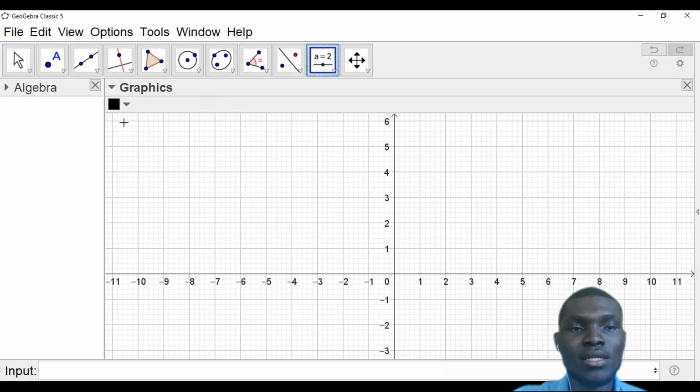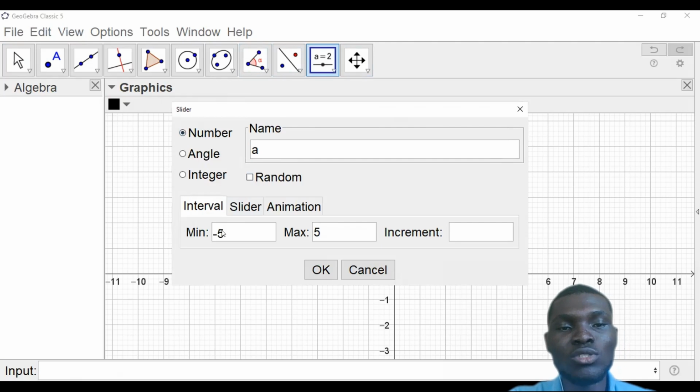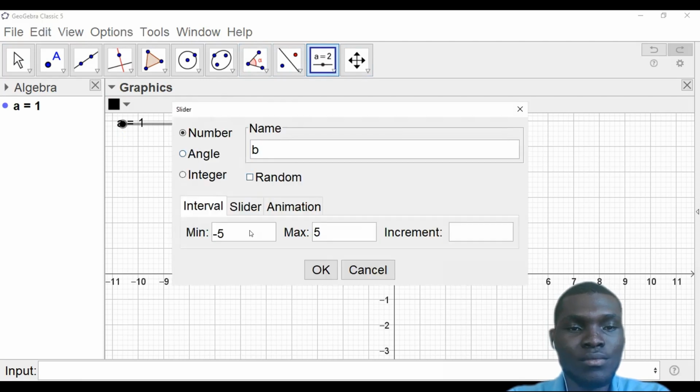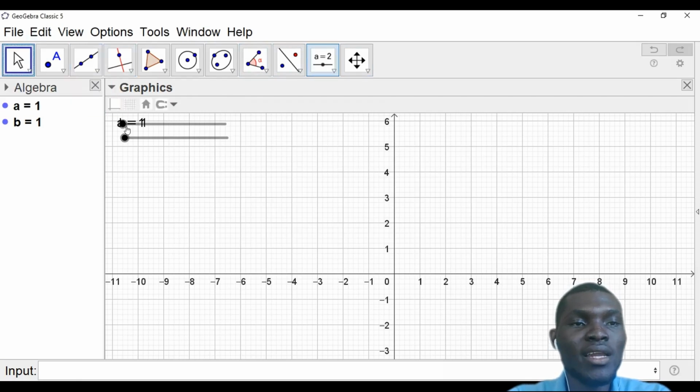So we begin by creating sliders. The first aim of us doing this is for us to use sliders to create a point, and out of that, we can create a triangle. So I create my first slider A, my second slider B, 1 to 5, with an increment of 0.01. So now I want you to watch this. I'm going to use these two to create a point.